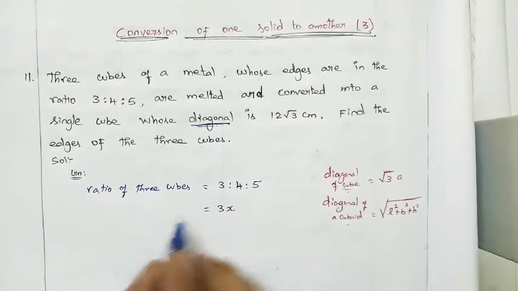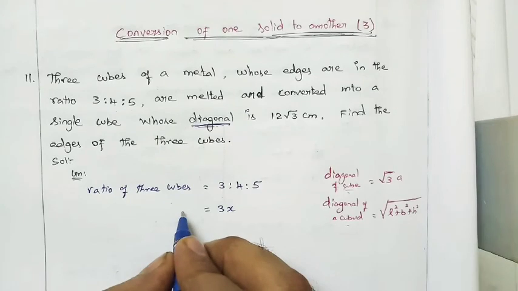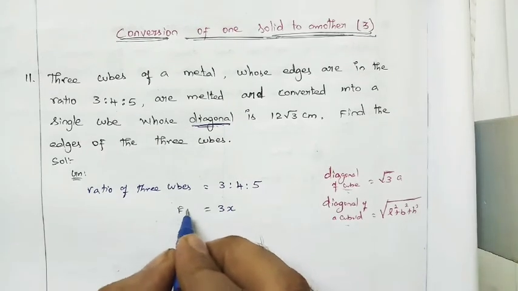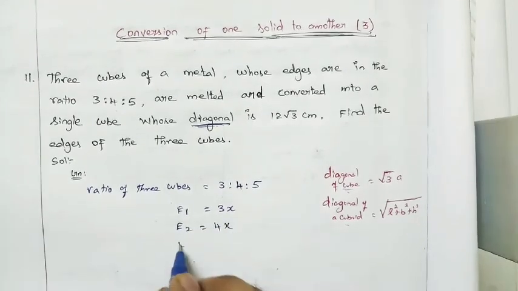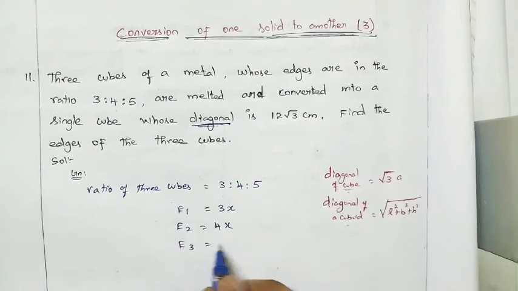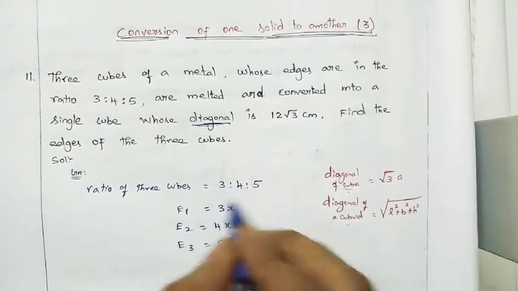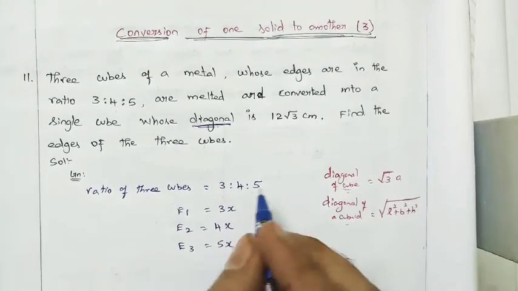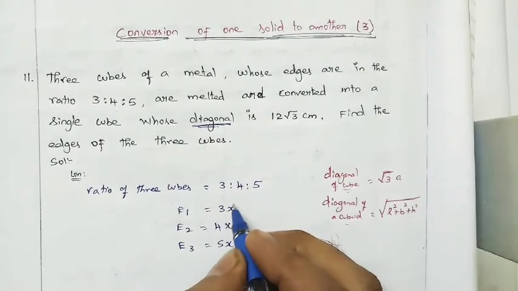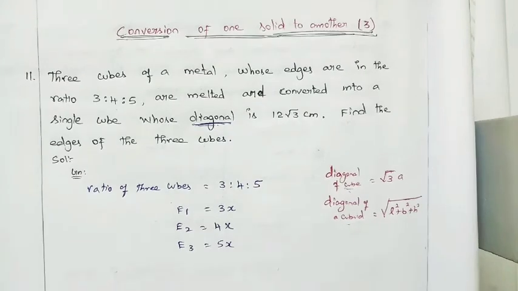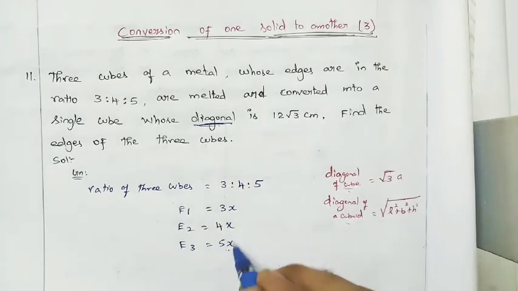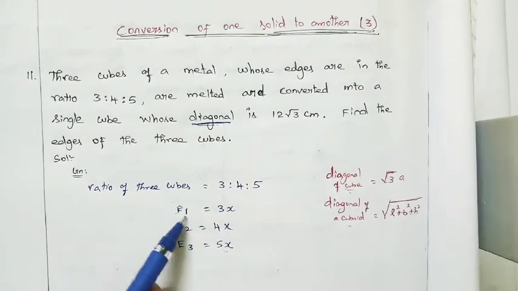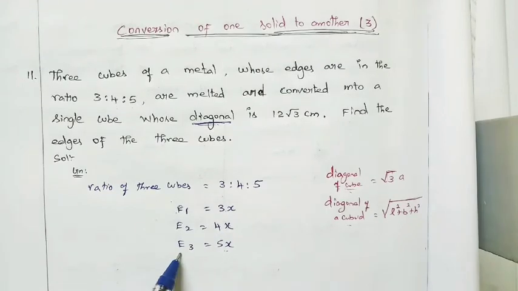The edge or side of the first cube, E1, is equal to 3x, E2 is equal to 4x, and E3, the edge of the third cube, is equal to 5x. The x is the common constant. Whenever they give a ratio, behind the ratio there is a common constant. We don't know the common constant, so we have assumed it as x. So the edge of the first cube is 3x, the second cube is 4x, and the third cube is 5x.